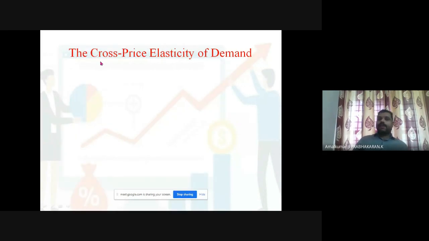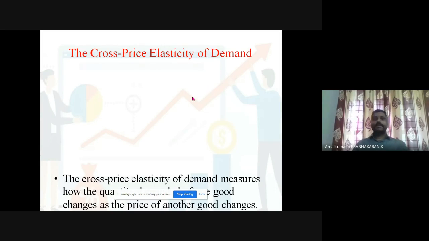Then another one is cross price elasticity of demand. This is the third different concept. We already discussed price elasticity of demand, which says the changes in the quantity demanded are due to changes in price. The income elasticity says the changes in the quantity demanded are due to changes in the income of a particular consumer or customer. Then the other one is the cross price elasticity of demand.